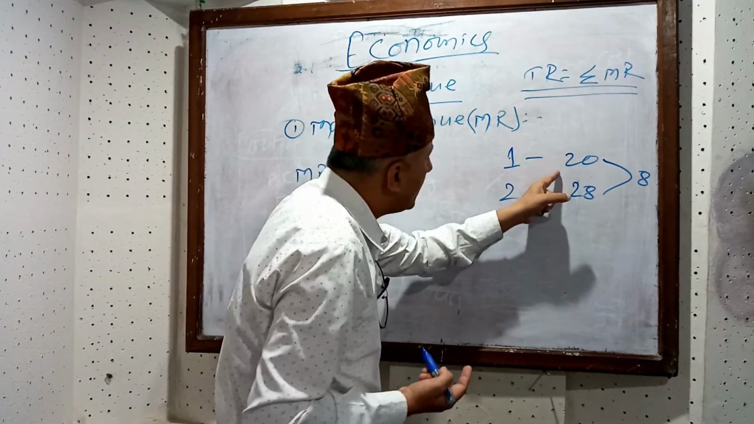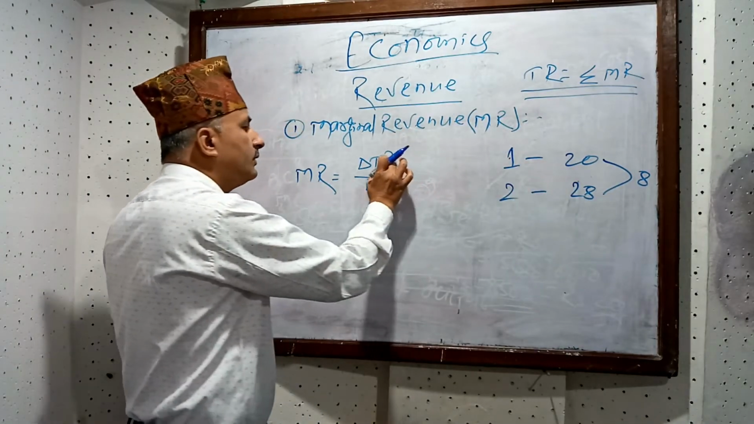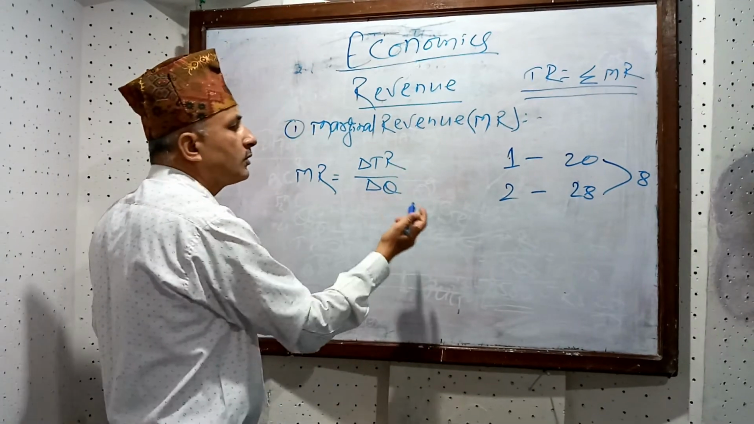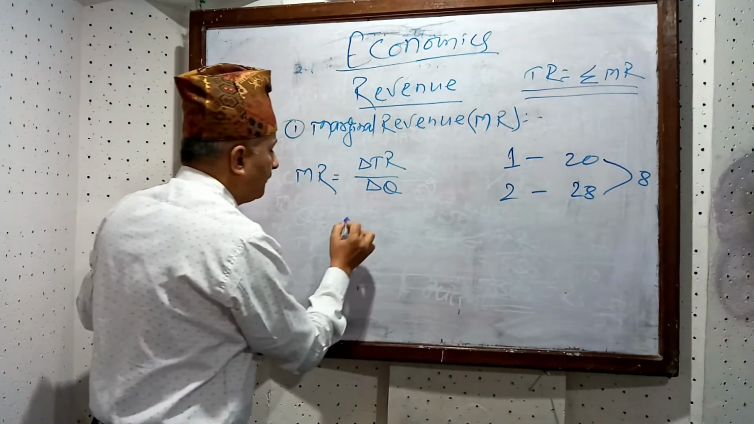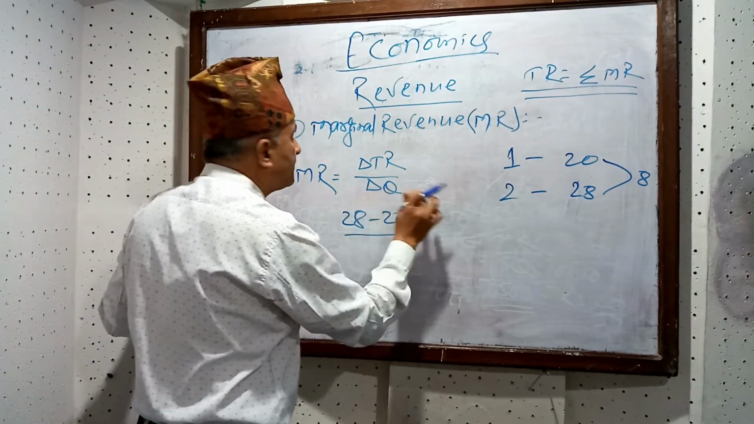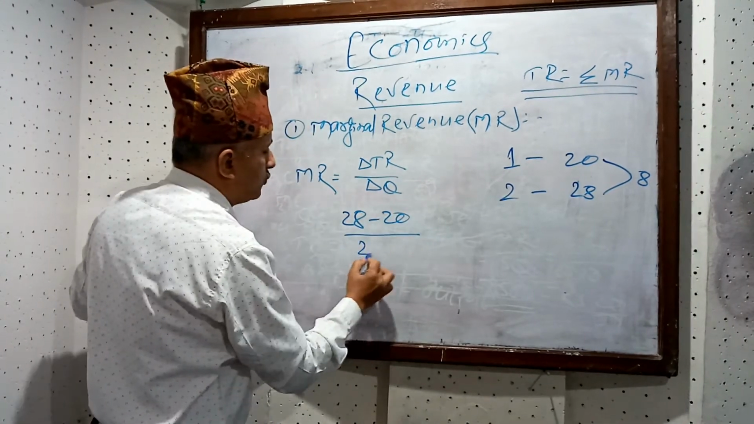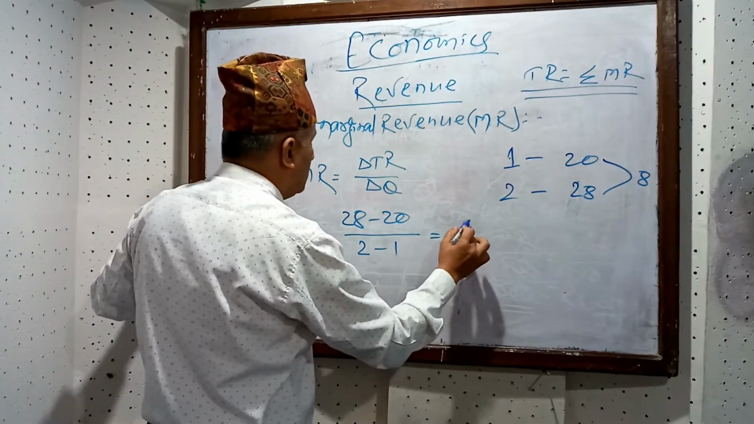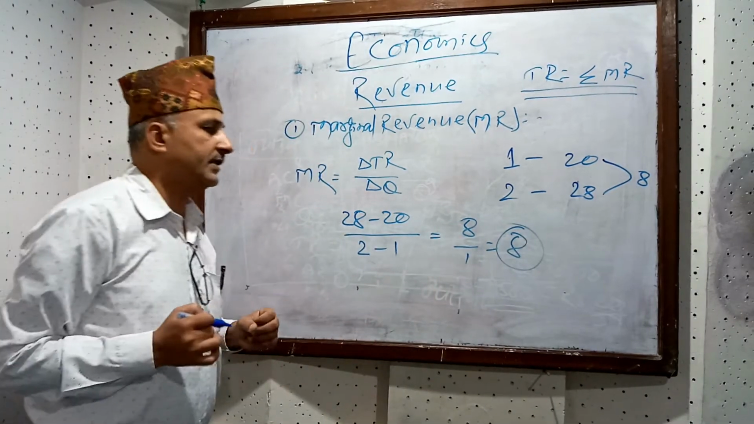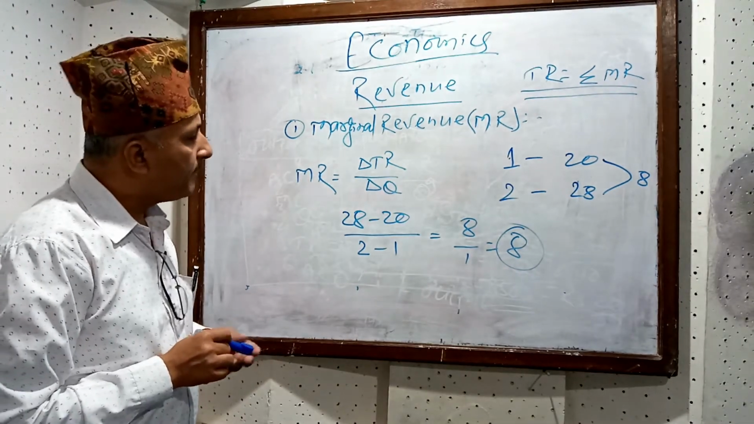Now look here. Let's apply this numerical value into this formula. Delta TR means change in total revenue: 28 minus 20, divided by delta Q, the change in quantity sold, which is 2 minus 1. So 8 upon 1 is equal to 8. Look here, this is the answer. In this way, we can calculate marginal revenue.